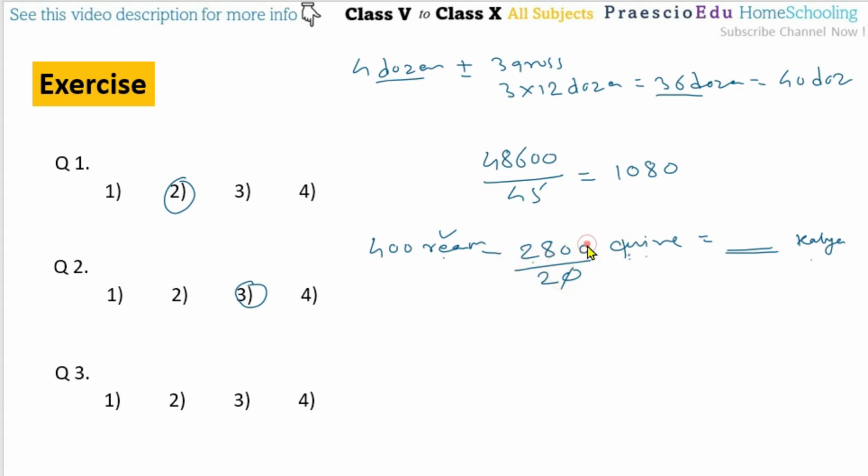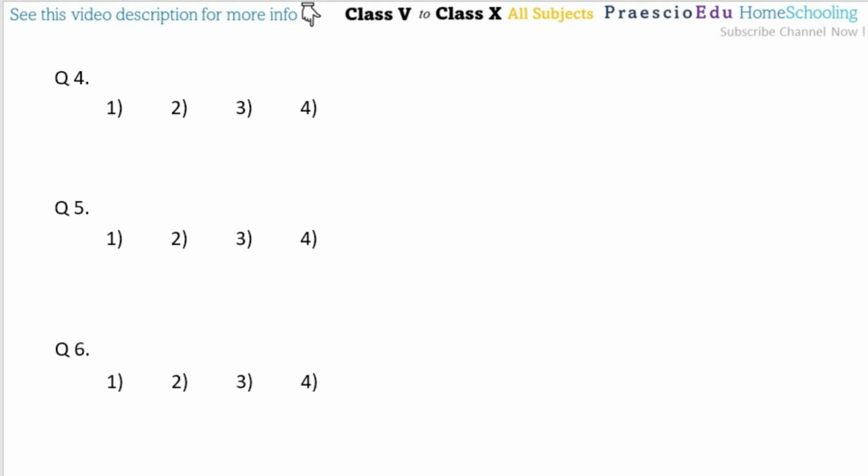So this 0 gets cancelled, this 0 gets cancelled, and 2 ones are 2, and 2 fours are 8, and then 0, so that means 140. So 400 minus 140 is 260. So 260 reams will be unloaded at Kalyan. So this is given in option number 4. Question number 4 is there.